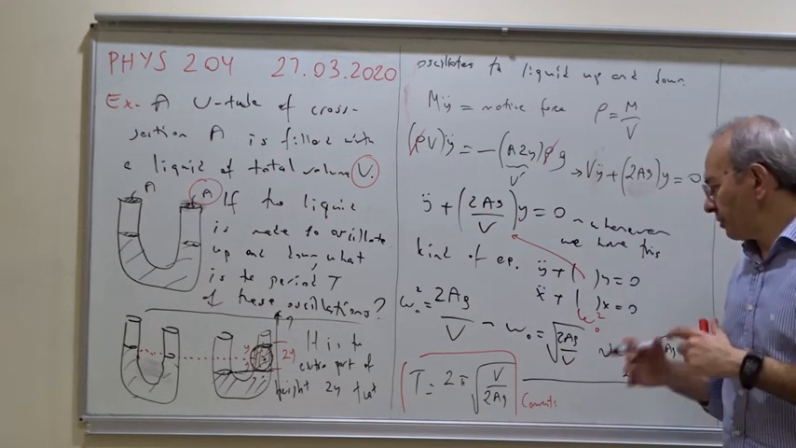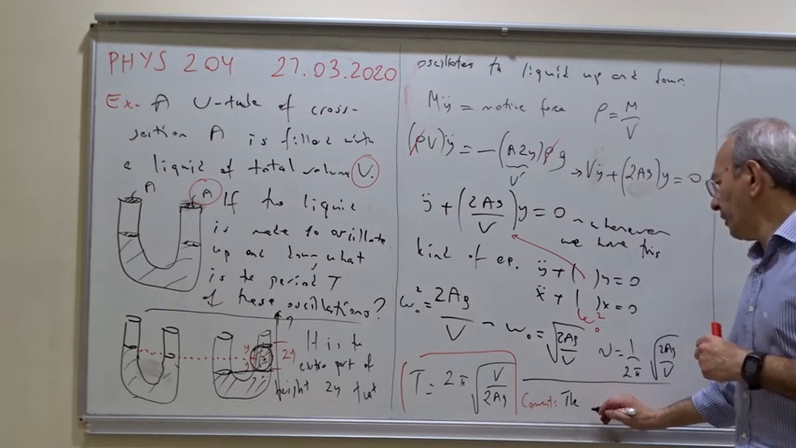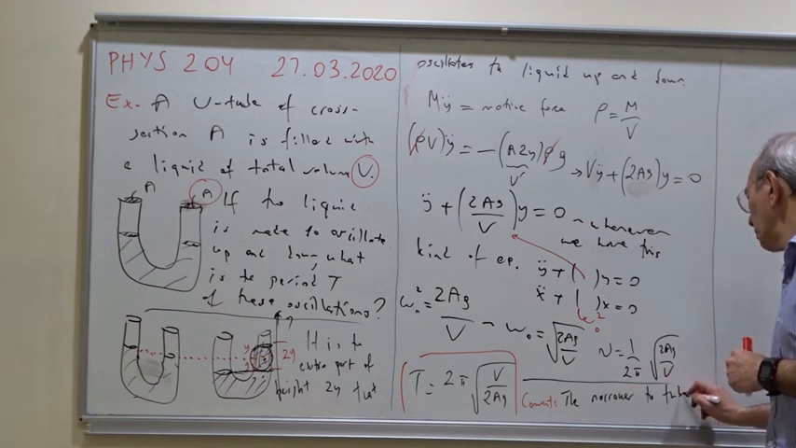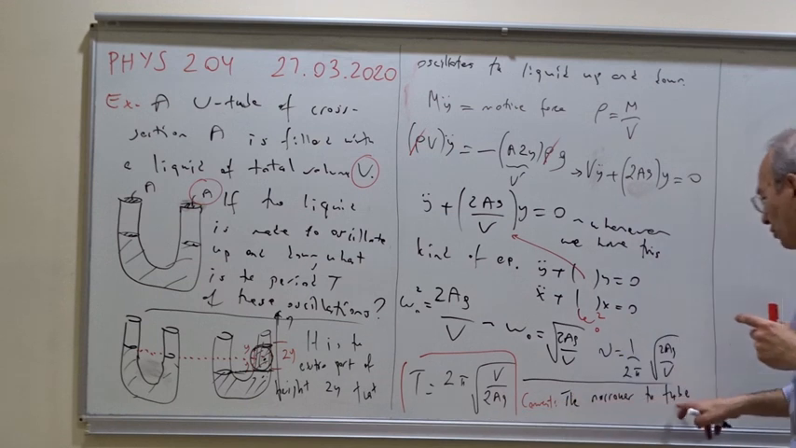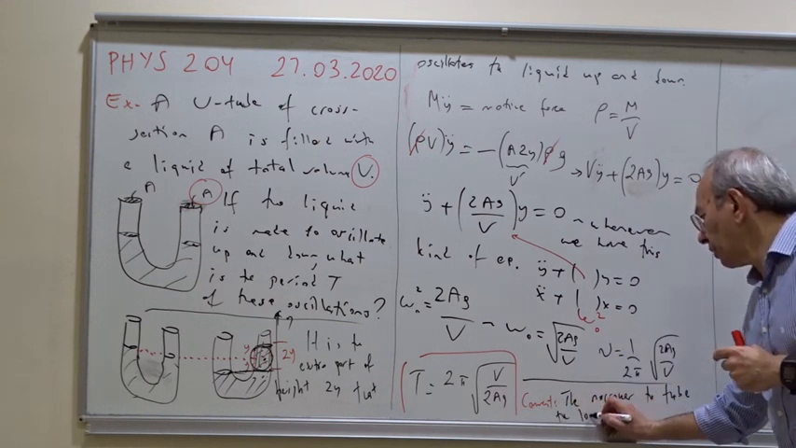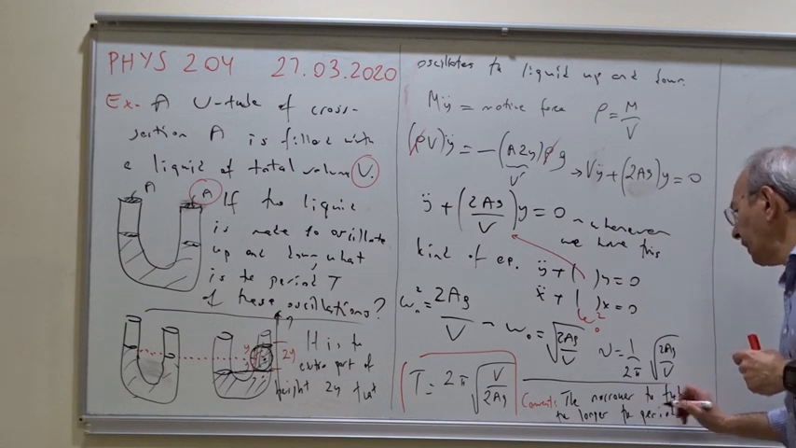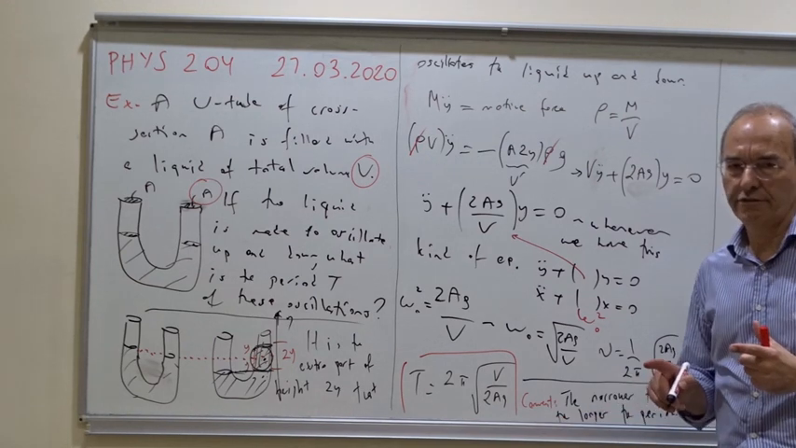But the other thing which is practical is the cross-sectional area. The narrower the tube, A will be smaller, T will be longer. The narrower the tube, the longer the period. Not linearly, but in a square root manner, A to the minus 1/2.